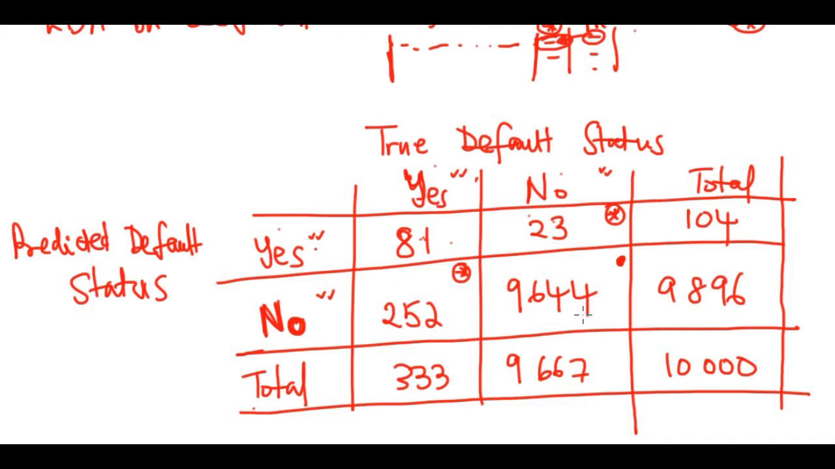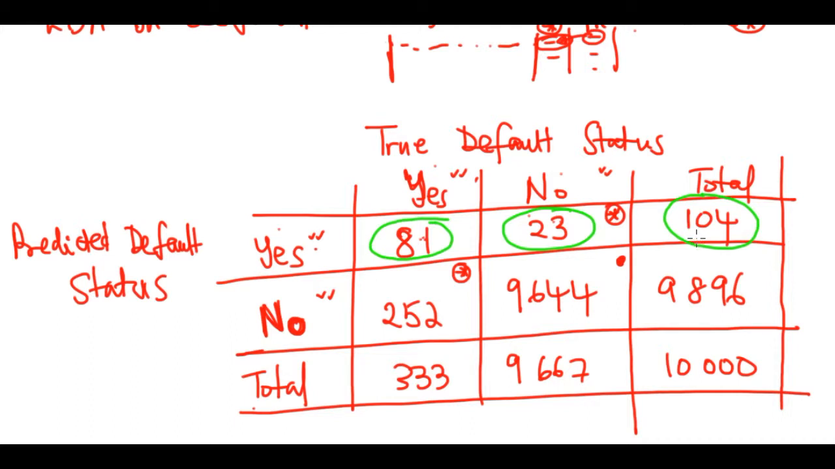As you can see here, let me use a different color so you can see when I highlight. There are a total of 104 people who were predicted to default. Prediction was yes. They were predicted to default according to our LDA, right? Of these 104, we see that 81 actually defaulted, and 23 did not default, right? So for our prediction, we predicted 104 are going to default.